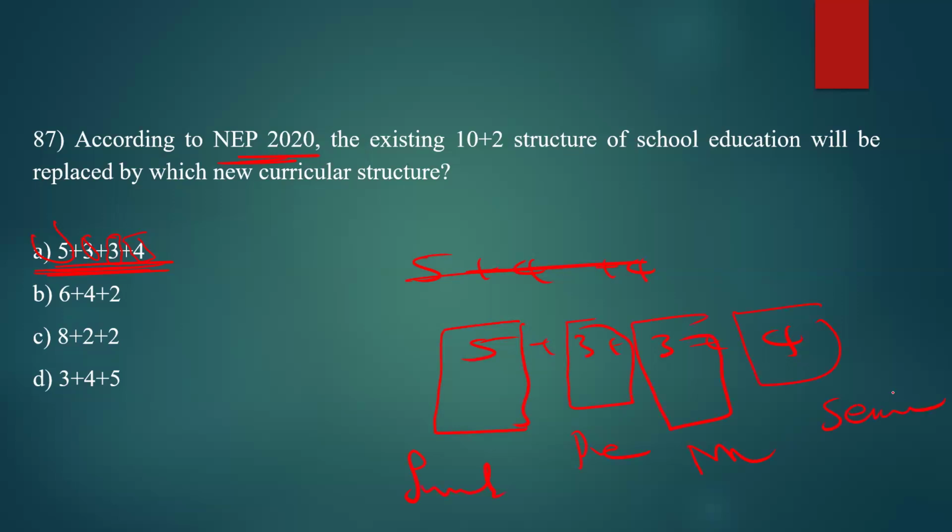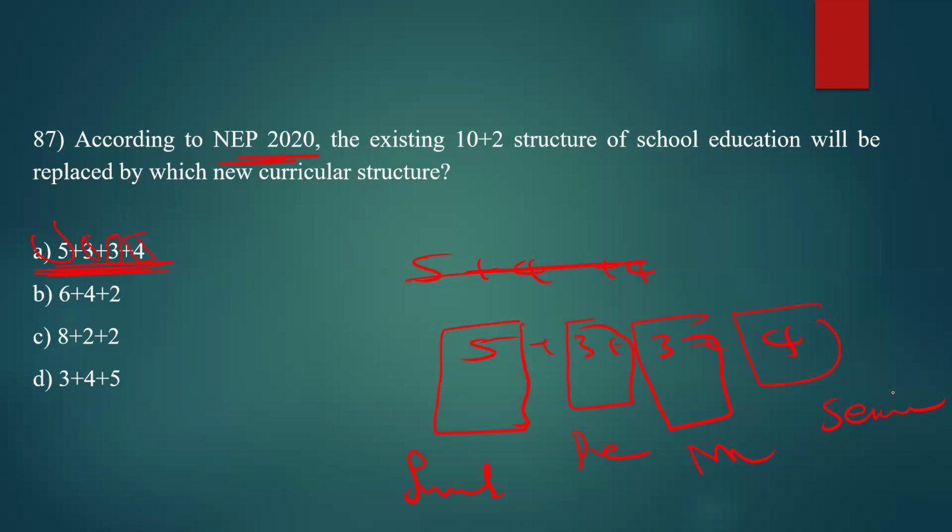It was lower primary, upper primary, then high school and higher secondary. It was like that, and now it is completely changed. NEP is introducing 4 new concepts: foundational, preparatory, middle and secondary. These are the 4 different stages introduced today.